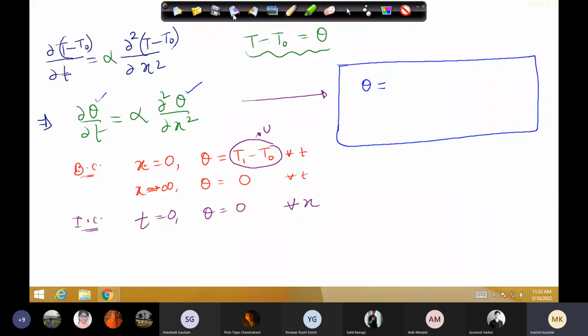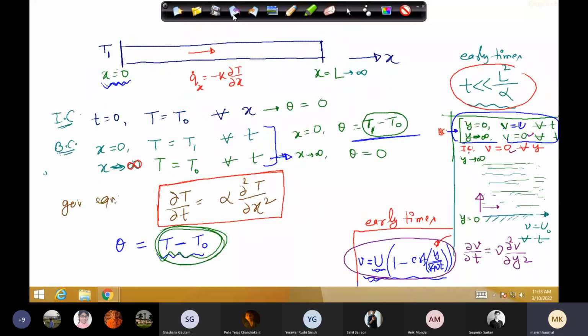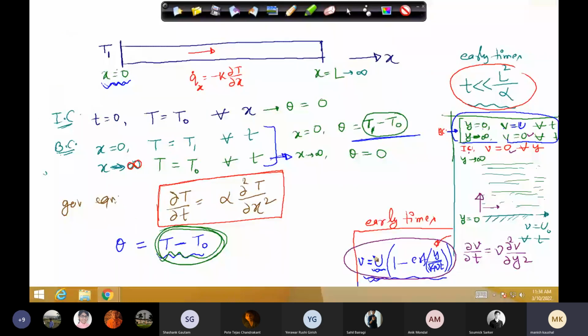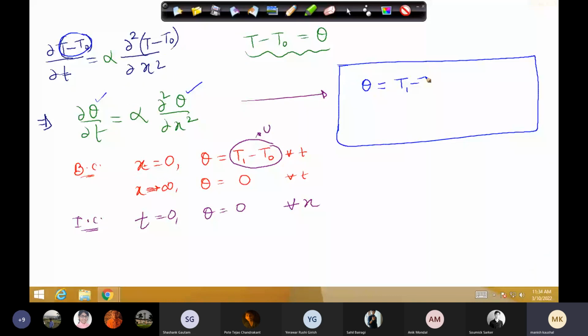Is it clear? Whoever said T1? Yes, sir. It should be T1 minus T naught. Is it clear? Why it is T1 minus T naught? Yes, sir. Because theta is the quantity which we have defined as this, and the value of this quantity at x equal to 0 is nothing but T1 minus T naught. Okay.